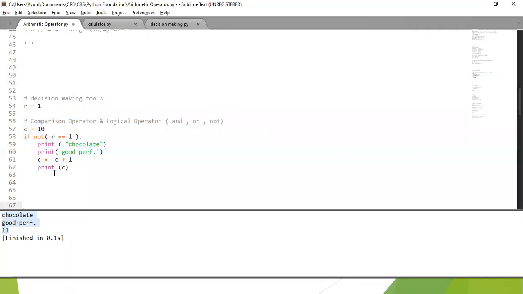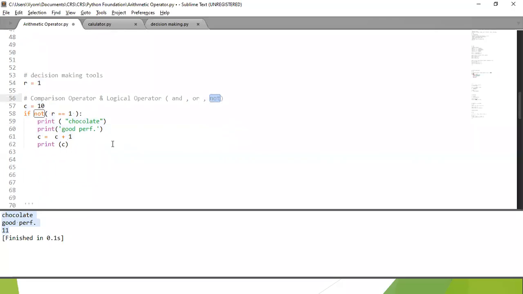Okay, good. Now let's talk about not. We have just 10 to 15 minutes more left in today's session, and I want to complete these operators. So let's quickly try to close it.